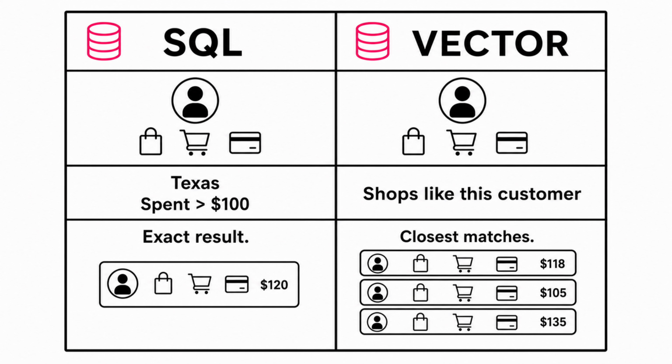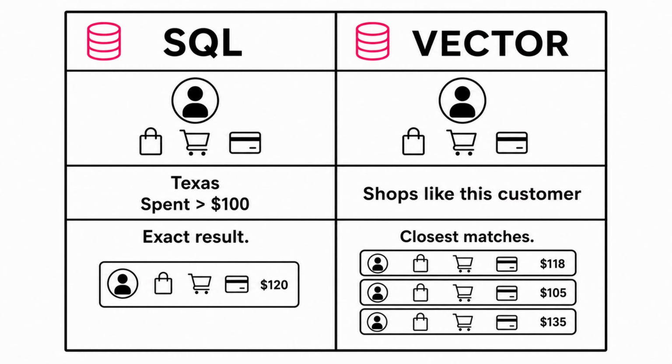But a vector database is built for a completely different type of question. Instead of asking who spent over $100, you can say something like, can you find me customers who shop like John with these characteristics? The database would then look at the whole pattern of what customers bought, what they tend to purchase, how often, the price range, etc. And it's going to find you the customers that look most like John. And nothing in this process ever looks for a keyword search.